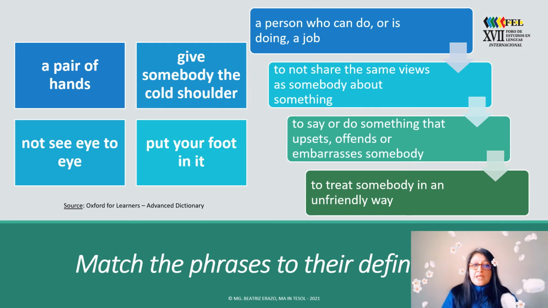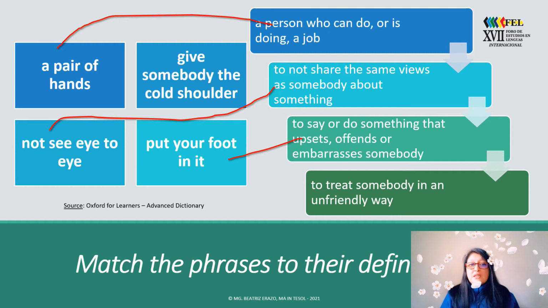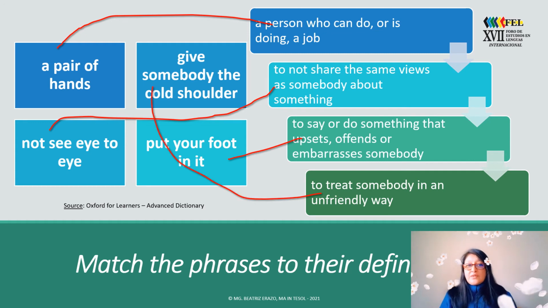So when we say a pair of hands, the definition would be a person who can do or is doing a job. And when I say to not share the same views as somebody about something, that is to see eye to eye. To say or do something that upsets, offends, or embarrasses somebody is to put the foot in it. And finally, to treat somebody in unfriendly ways is to give somebody the cold shoulder.